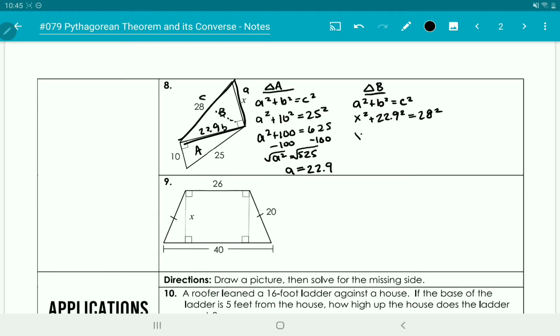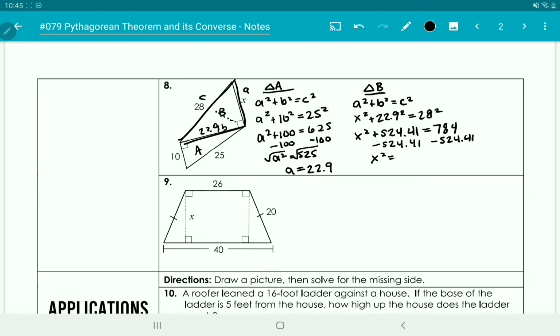Okay, so let's go ahead and multiply out these squareds. So 22.9 squared is going to be about 524.41. 28 squared is going to be 784. Now to solve for x, we'll get this 524.41 to the other side, subtracting it.